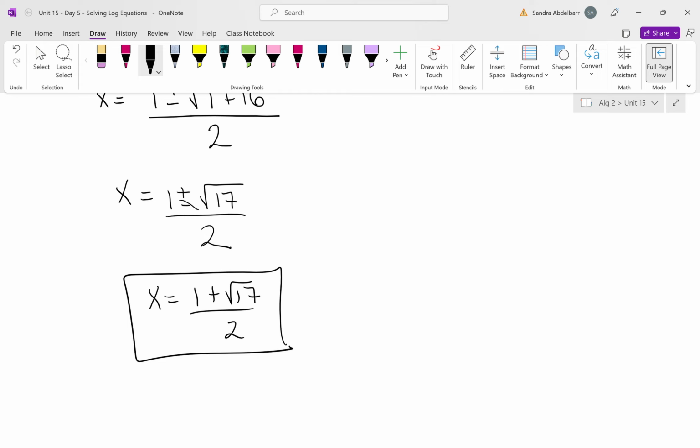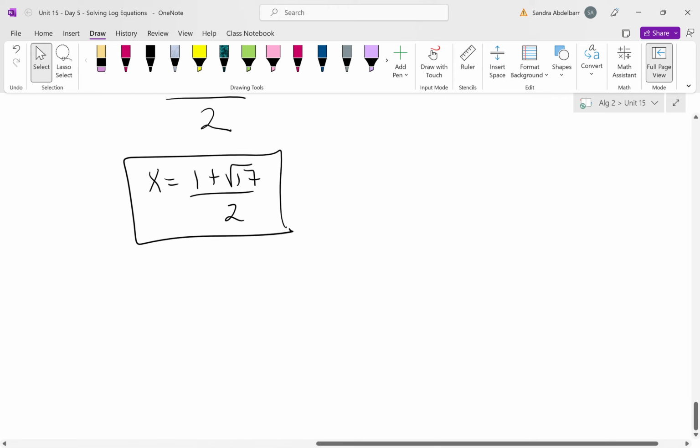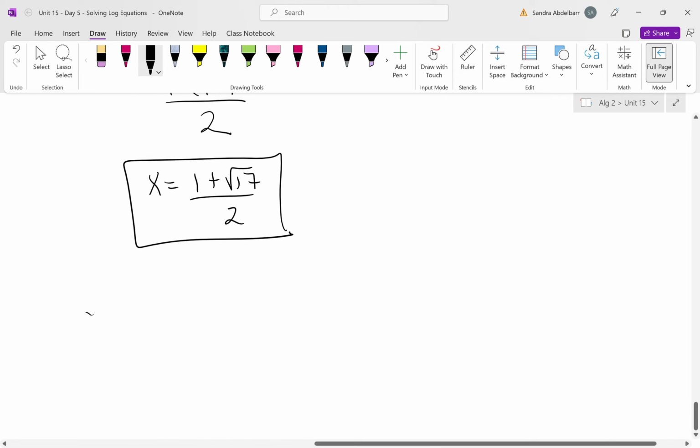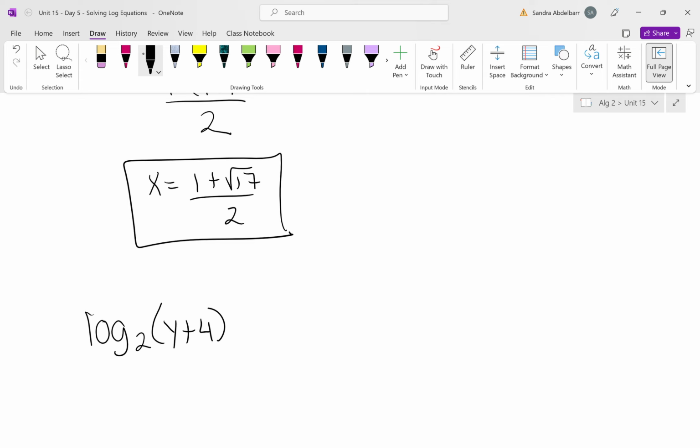All right, you all try this next one on your own. One more problem after this and then we're done. Log base 2 of y plus 4 equals log base 2 of y. Oh, sorry, not equals, plus. Log base 2 of y equals 5.